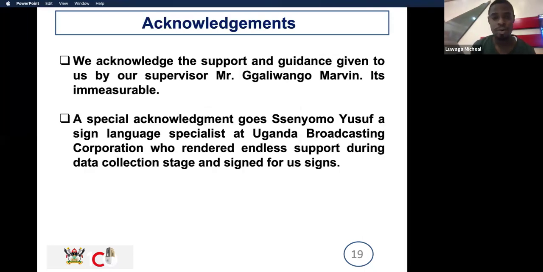We want to acknowledge Mr. Gariwango, who has been our supervisor in this project, who has done us good work, immeasurable, and has given us his time and knowledge. We also want to thank Yusuf Senyomo of UBC, who allowed us to record him for our data set.